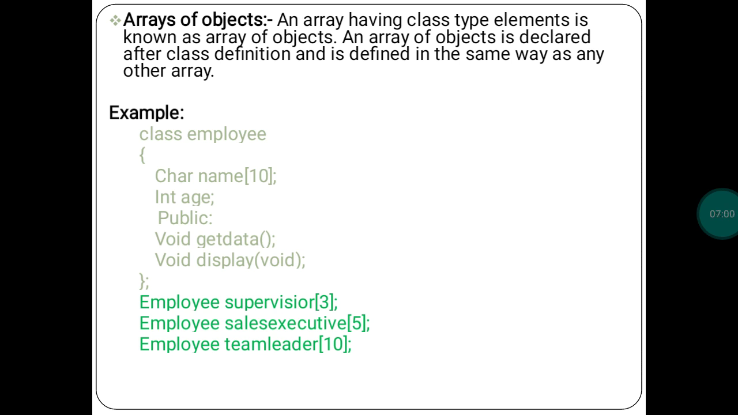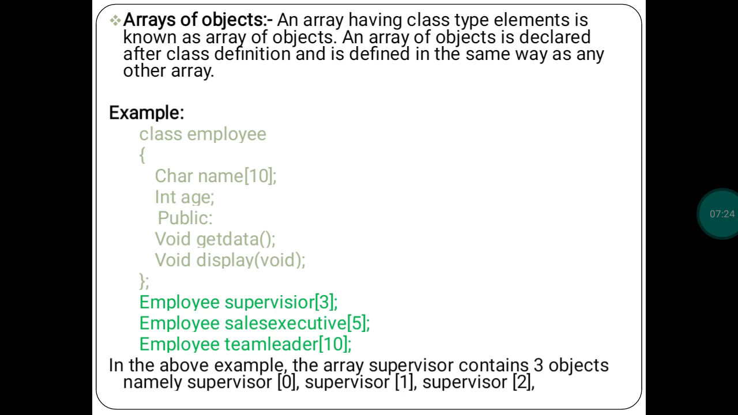Whenever you call the supervisor, all 3 supervisors' information will be called automatically. When you call sales executive, all 5 sales executives' information is called automatically. And when you call the team leader, all 10 team leaders' information will be called automatically.